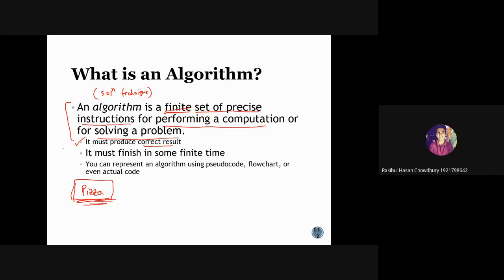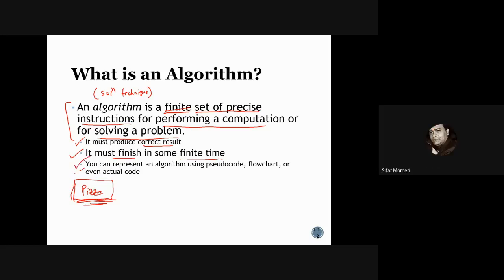Okay. The second very important property of an algorithm is it must finish in some finite time. So your algorithm cannot go on indefinitely. It must stop. It must finish in some finite time. Is it clear, Nakina? Yes? Makes sense?